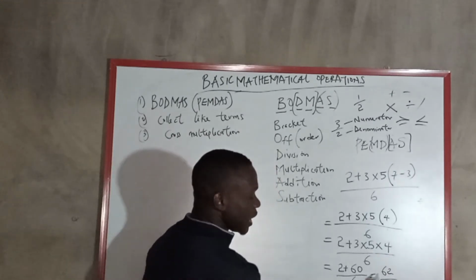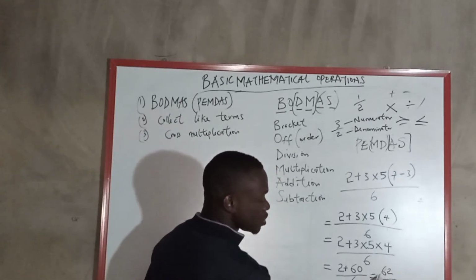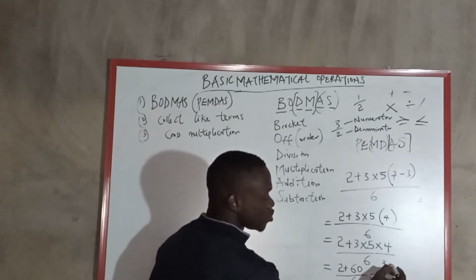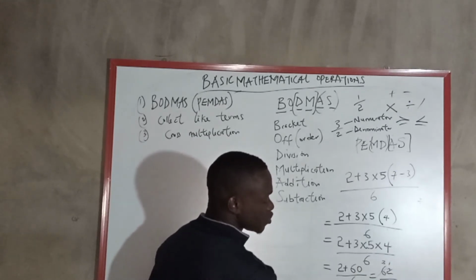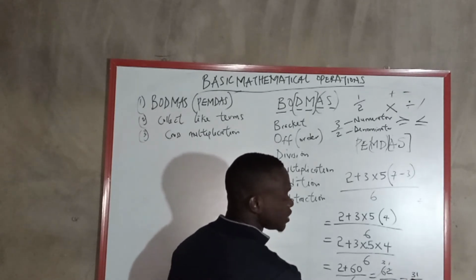So if we are to divide further, if 2 goes here, 2 into 6 gives us what? 3. Then 2 into 2 gives us what? 1. Then 2 into 6 gives us what? 3. We have 31 over 3.